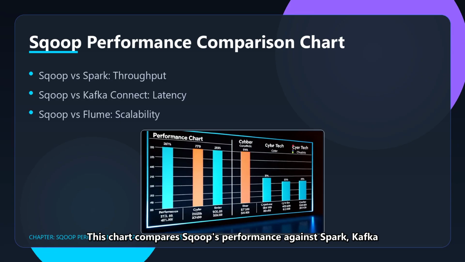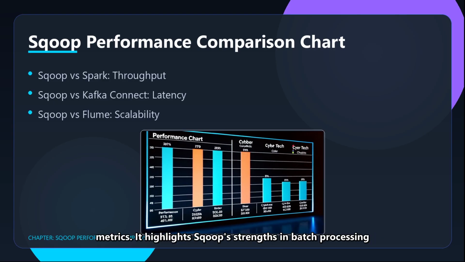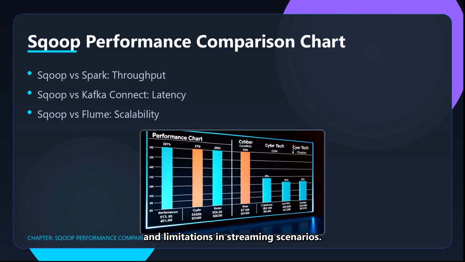This chart compares Sqoop's performance against Spark, Kafka Connect, and Flume across throughput, latency, and scalability metrics. It highlights Sqoop's strengths in batch processing and limitations in streaming scenarios.